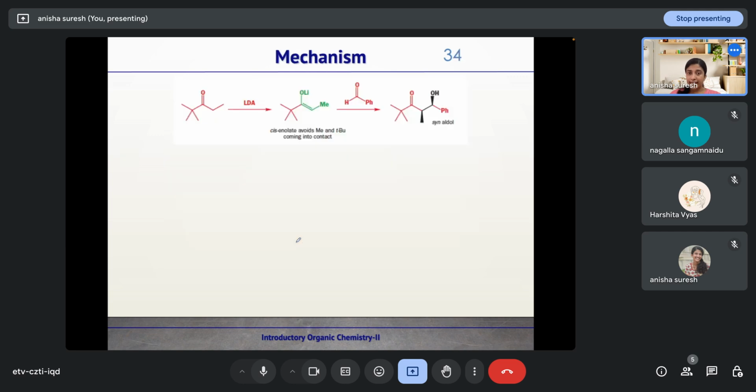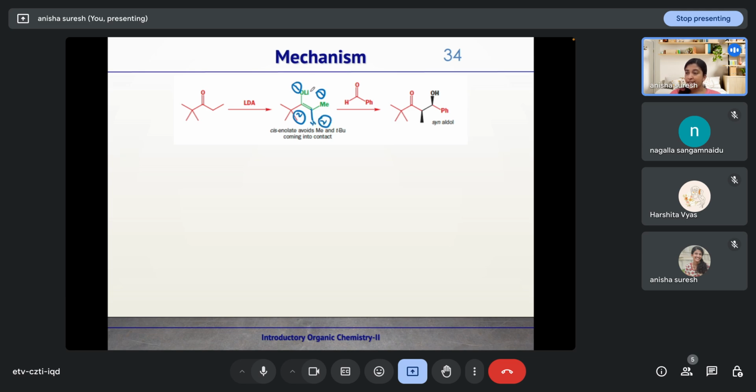So in the first case, here we are having a tertiary butyl group. In the presence of LDA, it will generate a cis enolate. If we are giving numbering, this will come first, right? 1 and 2. And here 1 and here hydrogen will be 2. That is why it is cis enolate.